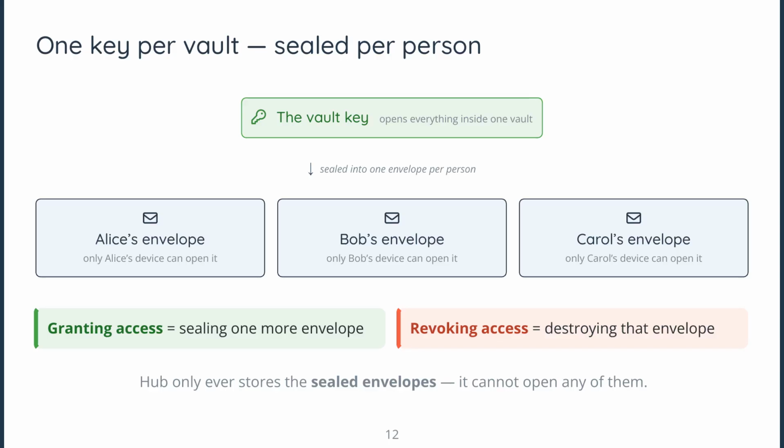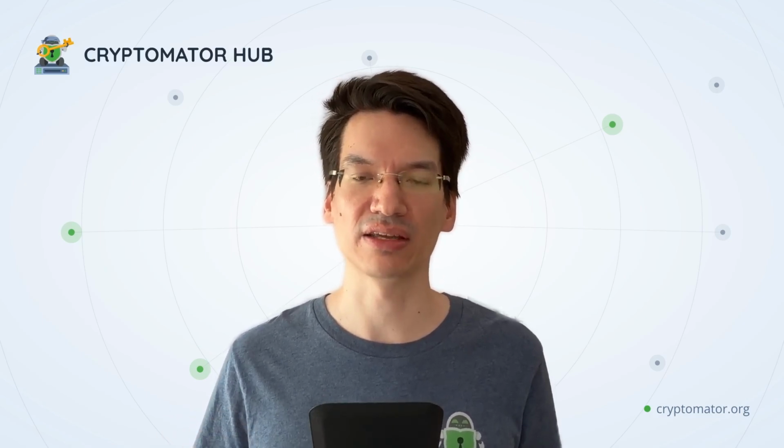Without going into too much technical detail, let's look at the key concept behind the key distribution. As with Cryptomator vaults, each vault has one key that opens everything inside. But instead of securing that key with a password, Cryptomator Hub seals it into one envelope per person. Each envelope is encrypted and can only be opened by that person's device. When you grant access to a vault, Cryptomator Hub creates a new envelope for that person. When you revoke access, it destroys that person's envelope. And Cryptomator Hub only ever stores the sealed envelopes. It cannot open any of them.